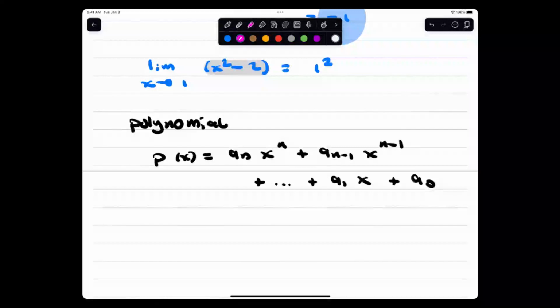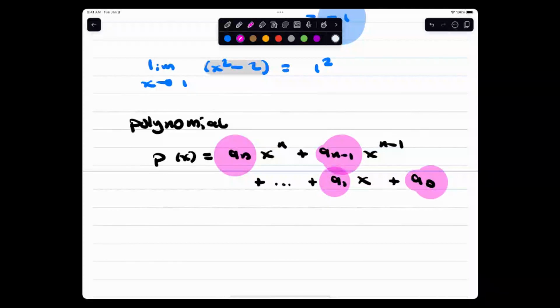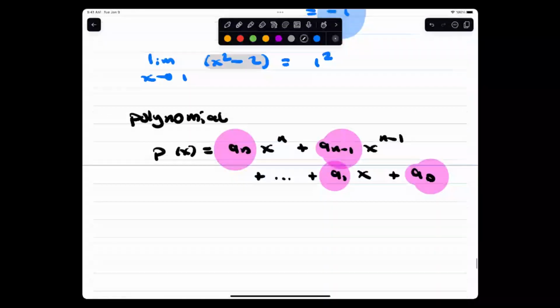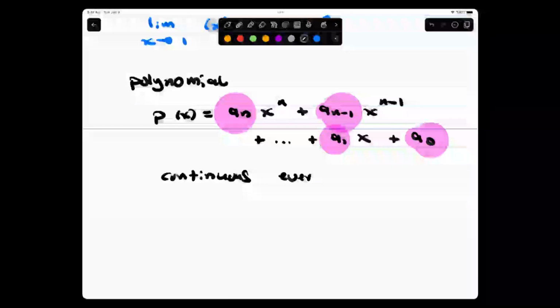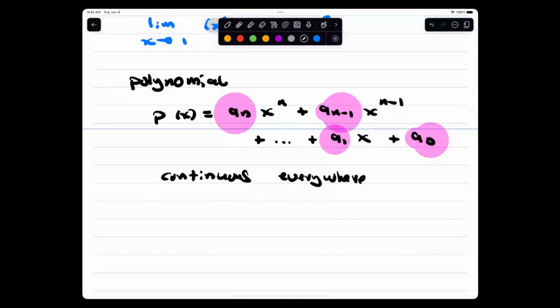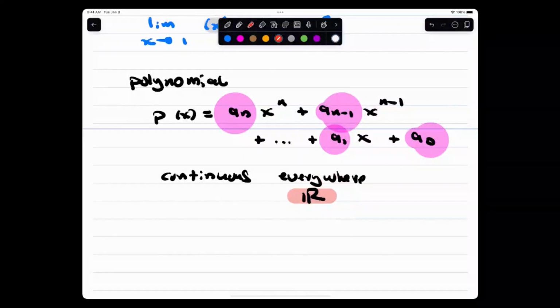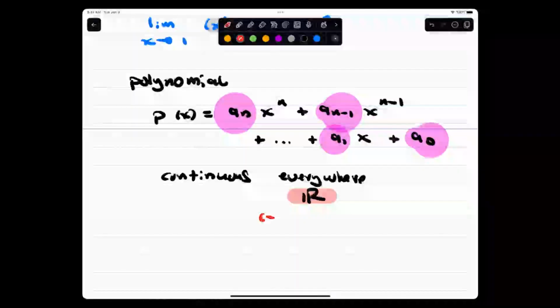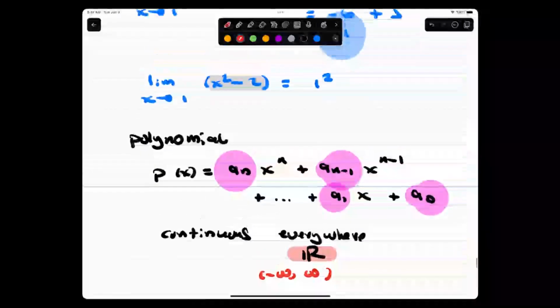Okay, I guess we'll use pink. Those are thought of as constants. So anything that looks like this, any polynomial function, what do you guys know, is nice and what? Continuous. It's continuous everywhere. What do I mean by everywhere? All real numbers, over the real number line, from -infinity to +infinity.